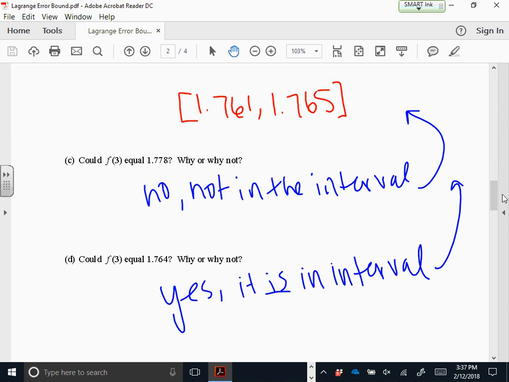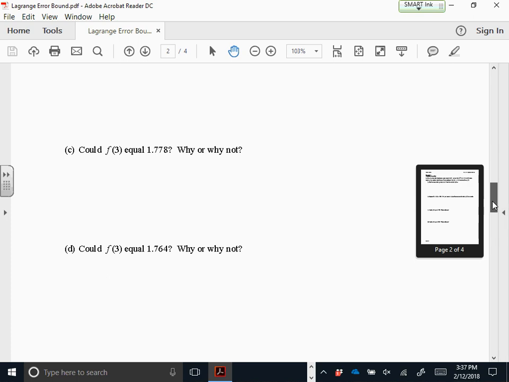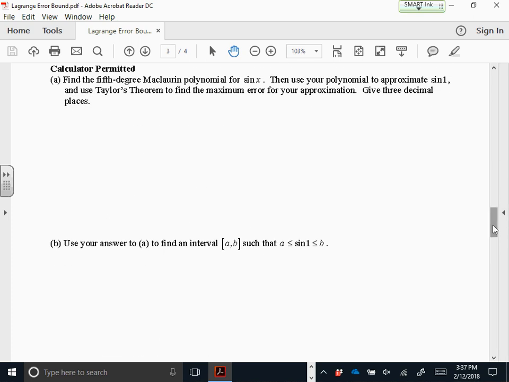All right, now that one was nice because they gave us all the information verbatim. Plug these numbers into this Lagrange error bound formula. Now, let's actually look at one where they don't. Find the fifth degree Maclaurin polynomial for sine of x. Use your polynomial to approximate sine of 1, and use Taylor's theorem to find the maximum error in your approximation. Give 3 decimal places. So, here we go.